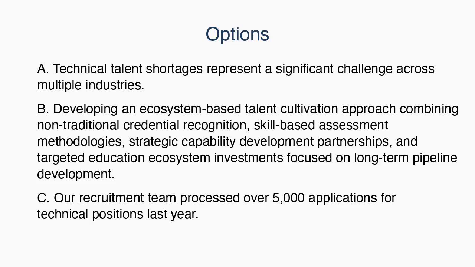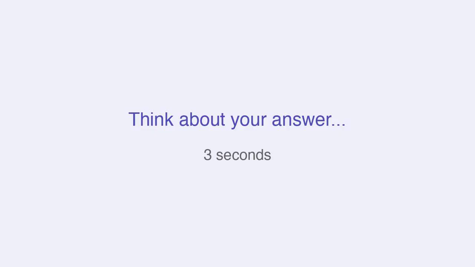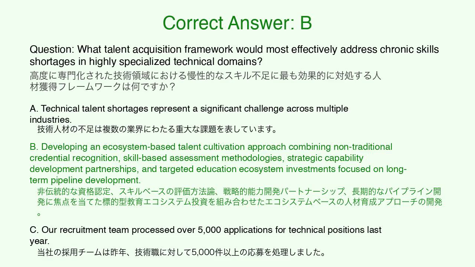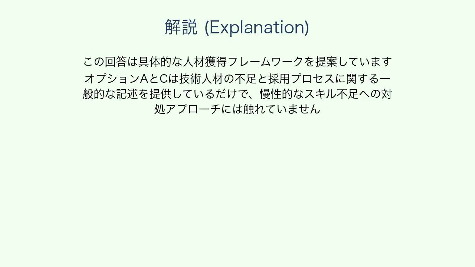C. Our recruitment team processed over 5,000 applications for technical positions last year. You have 3 seconds to think about your answer. The correct answer is B. Let me explain why. Let's move on to the next question.